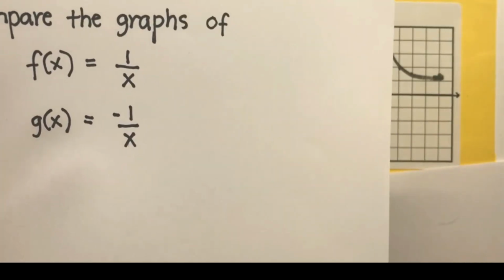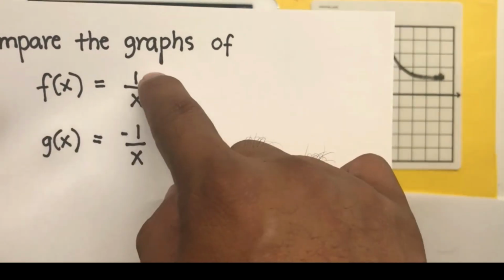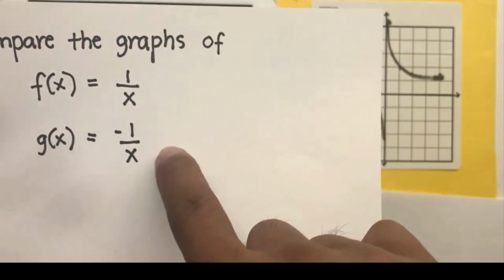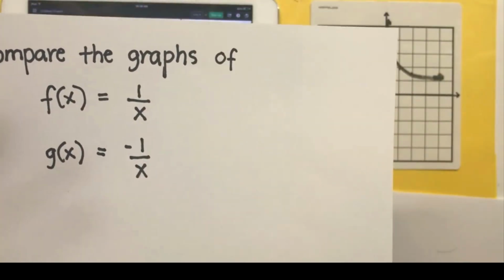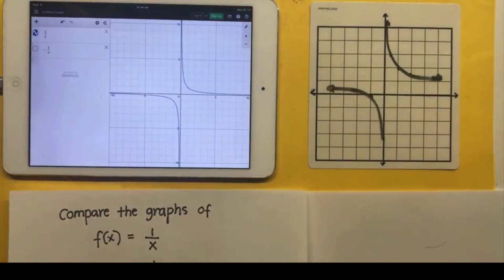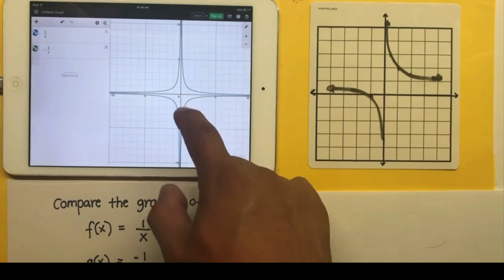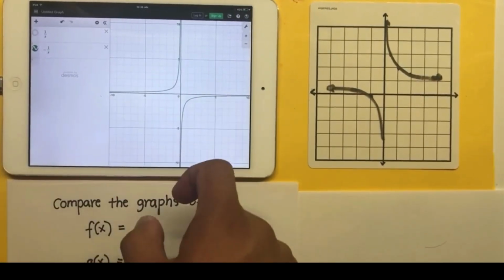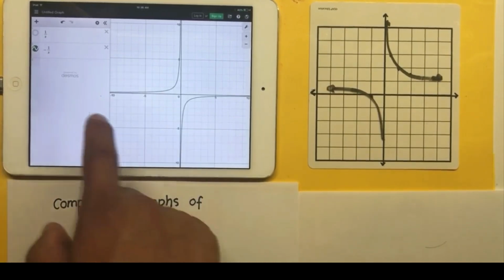Now, what I want you to notice is the comparison of the graphs of f of x equals 1 over x and g of x equals the negative of the first function. So it's negative 1 over x. What is the difference between these two graphs? So let's put that in our Desmos graphing calculator. The original graph is the blue graph. It looks like this. And then the second graph is this graph that is now in the second quadrant and in the fourth quadrant. So let me show it again.